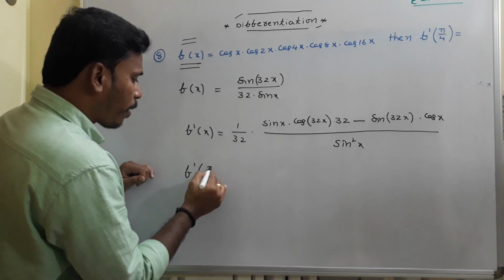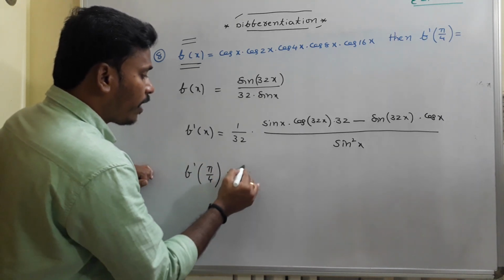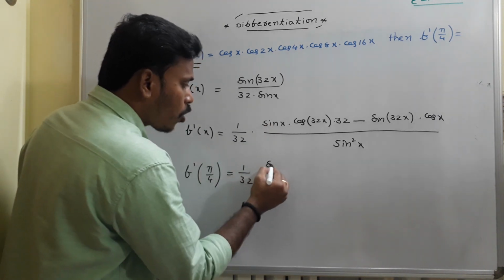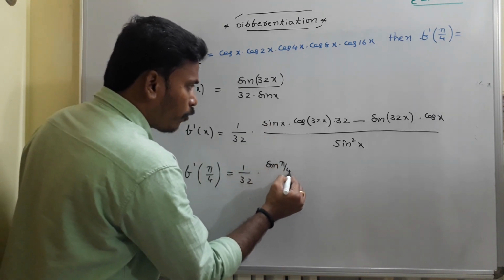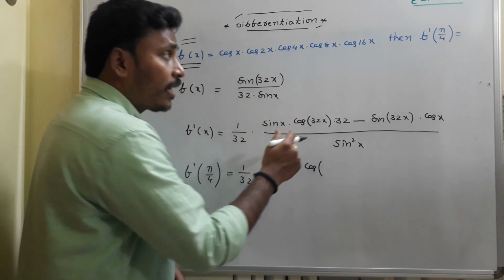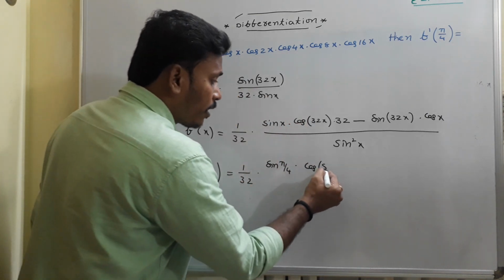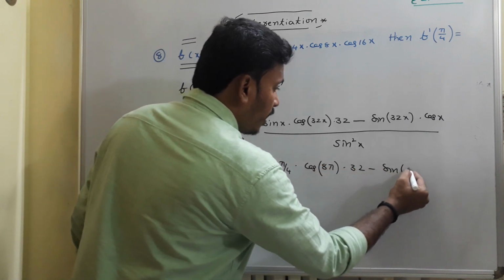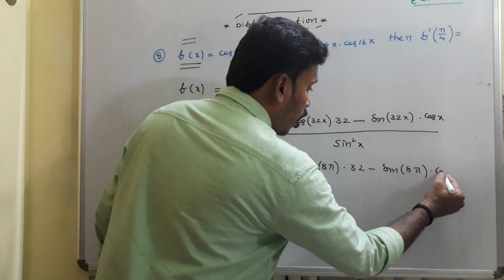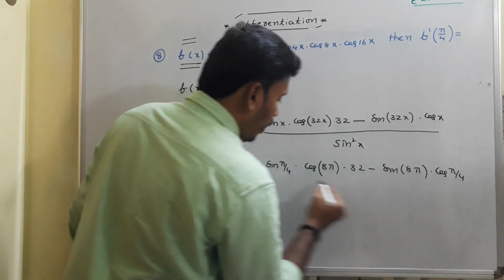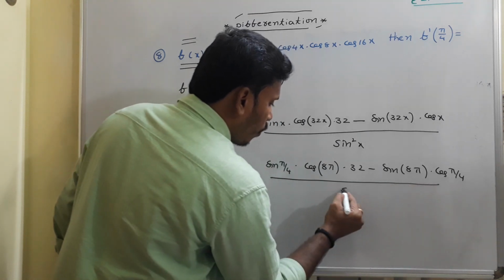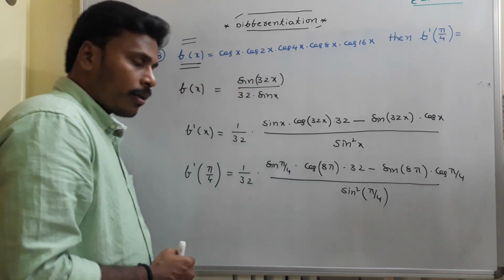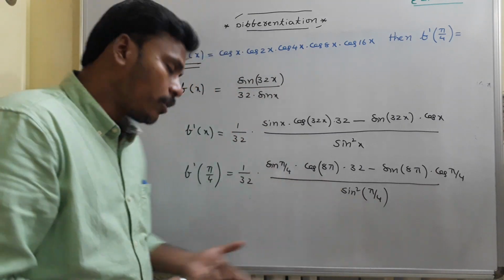So f dash of pi by 4 is nothing but, here we have 1 by 32 into sin pi by 4. Okay, we need to replace, right? Sin pi by 4 into cos 32 into pi by 4, that is 8 pi, right? Cos 8 pi into 32 minus sin 8 pi into cos pi by 4 divided by sin square of pi by 4.